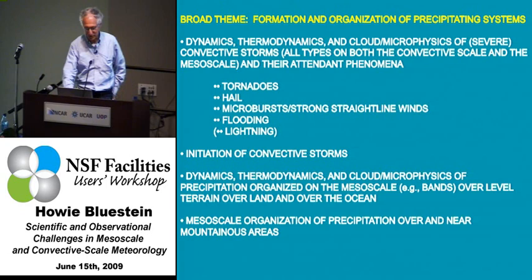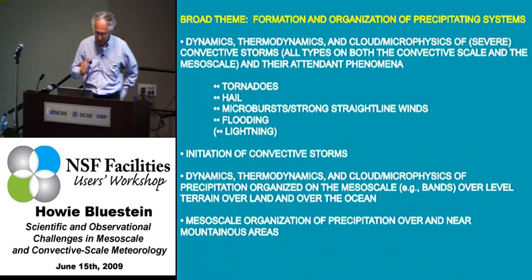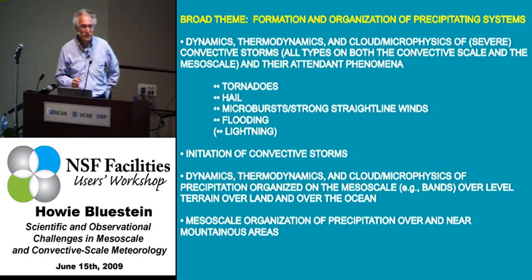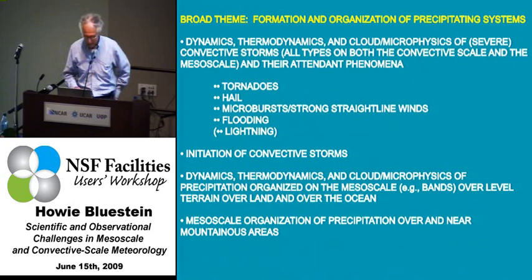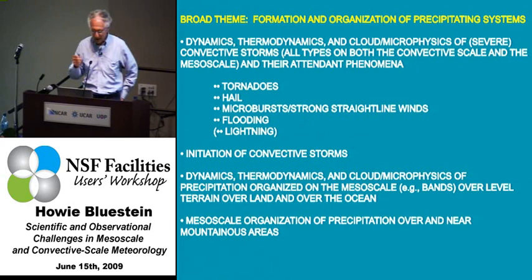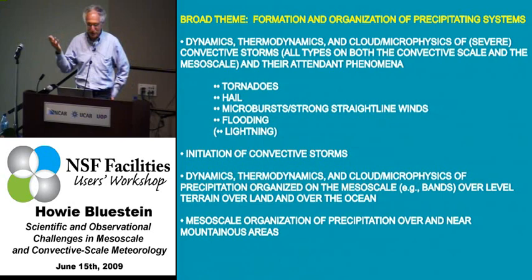One of the most important problems in convective storm mesoscale meteorology is the initiation of convective storms. How do you know when and where a convective storm will form? During Vortex 2, we saw how challenging this was. We need to understand the dynamics, thermodynamics, and cloud microphysics of precipitation organized in the mesoscale. For example, bands over level terrain, over the land, and also over the ocean. And then along with that, the mesoscale organization of precipitation over and near mountainous areas.